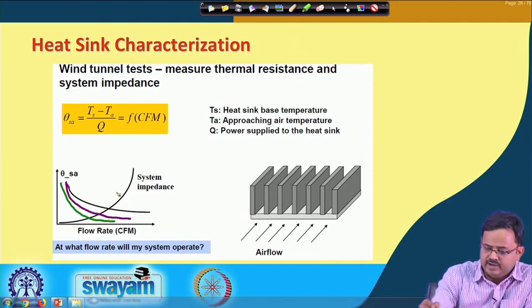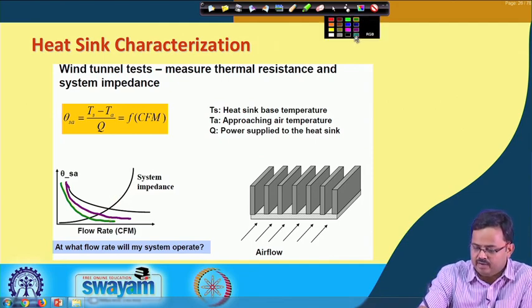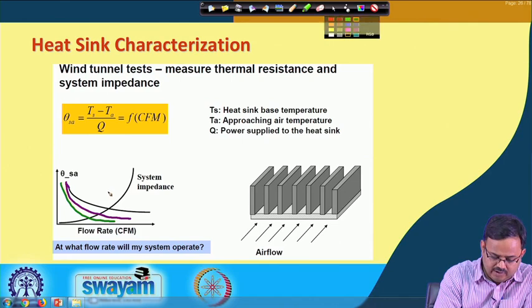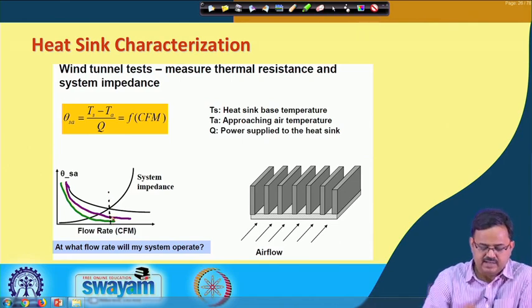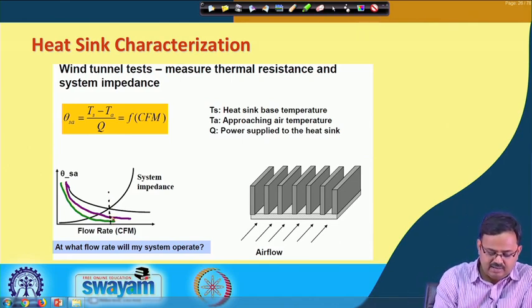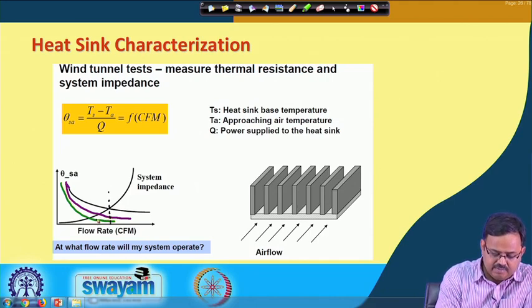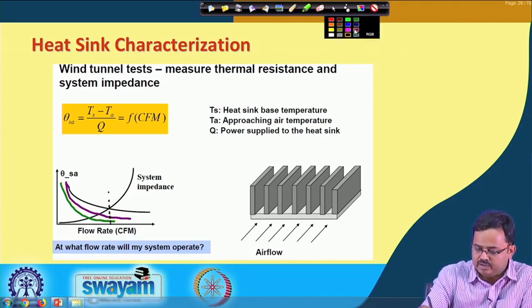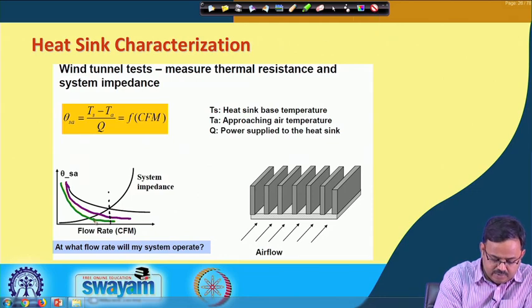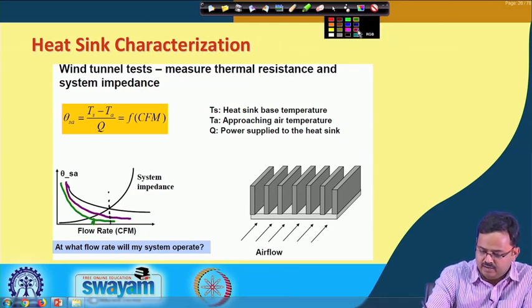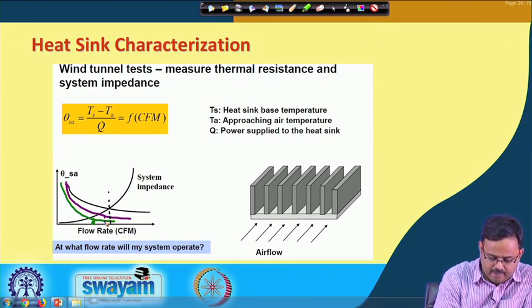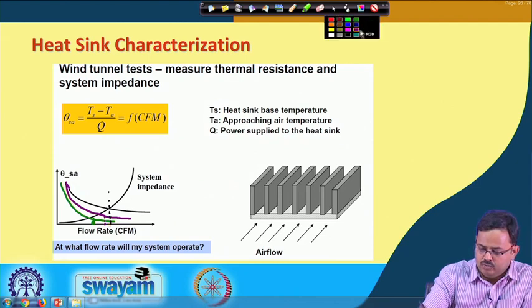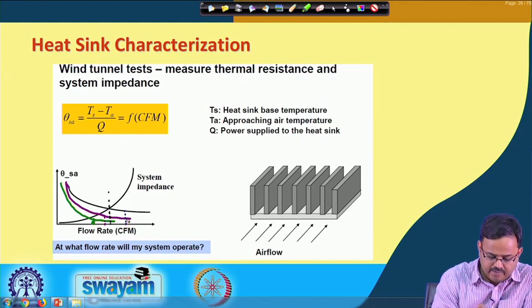Yes, at a given flow rate, if I take a given flow rate, of course, the green has the lowest thermal resistance, but then we may find that the corresponding operating point for the green is probably here, for the red is probably here, and for the blue, which unfortunately is denoted by black here, is this.